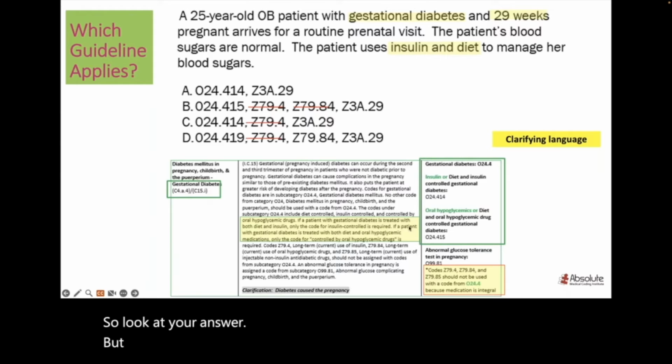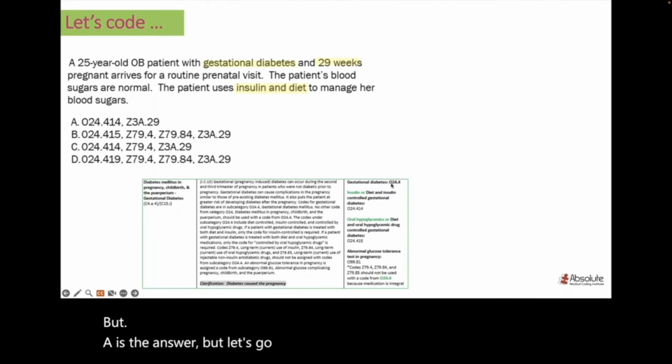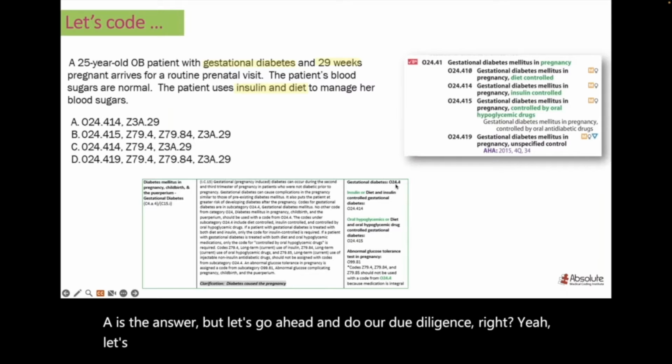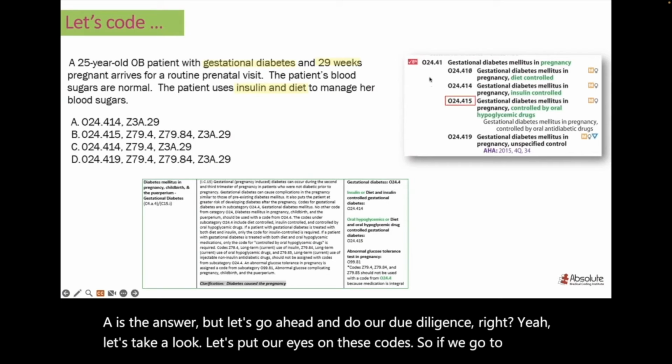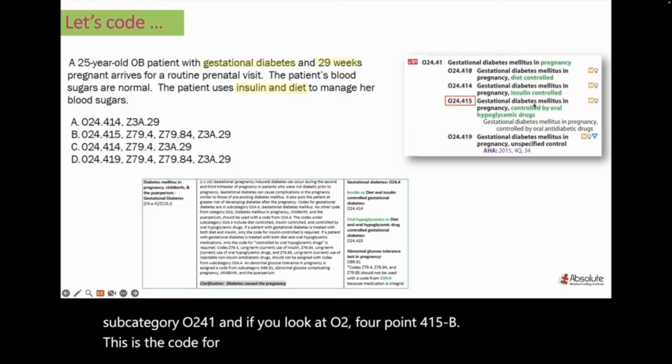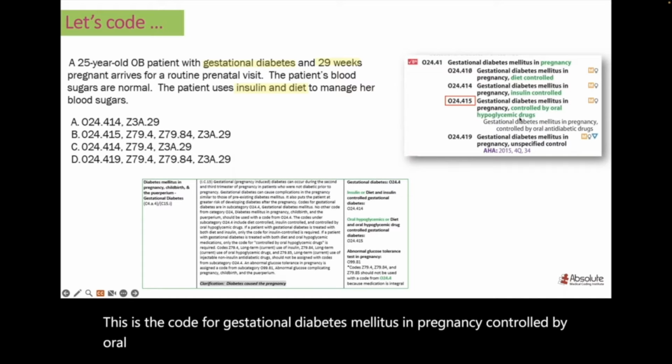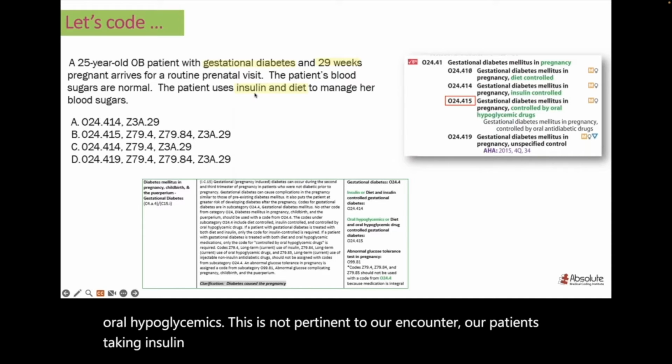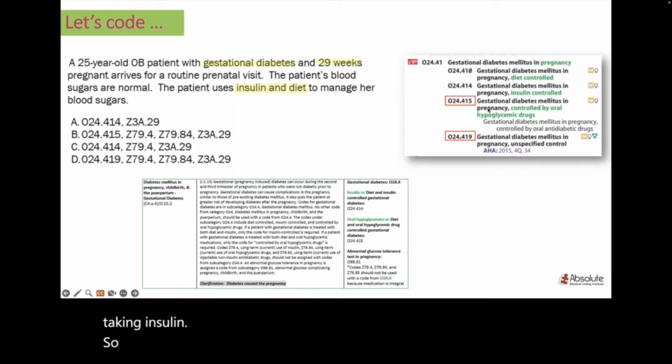But A is the answer, but let's go ahead and do our due diligence, right? Let's put our eyes on these codes. So if we go to O24 subcategory, O24.1, and if you look at O24.415, this is the code for gestational diabetes mellitus in pregnancy, controlled by oral hypoglycemics. This is not pertinent to our encounter. Our patient's taking insulin. So B gotta go.